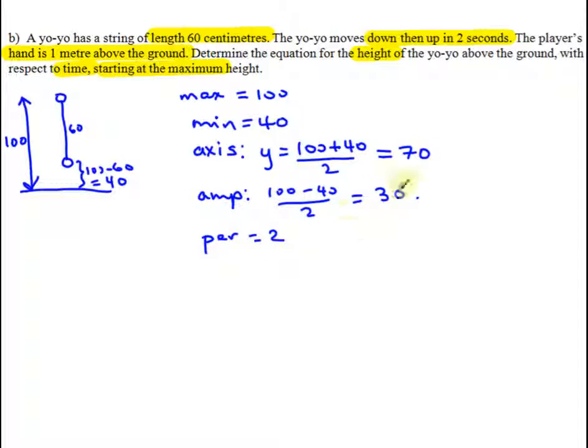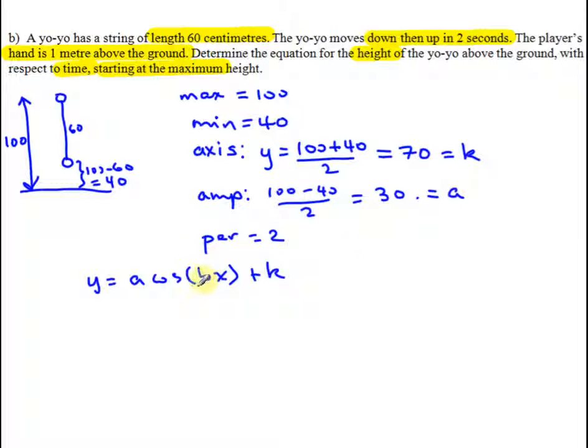Now we'll figure out how to relate this to the parts of the equation. Since we're starting at the maximum height, we know we're going to use positive cosine. So our equation will look something like this: positive a cos of bx, and then plus k. The a value here is just our amplitude. So there's a. Our k value is the axis. So there's our k value.